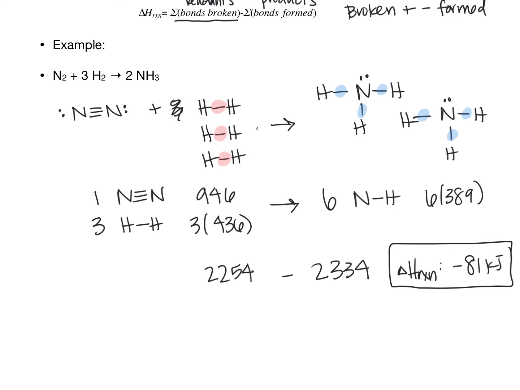So in order to calculate delta H reaction using the Lewis dot structures, we just need to know what bonds are present. So it's important that we practice drawing Lewis dot structures. So let's look at another example.